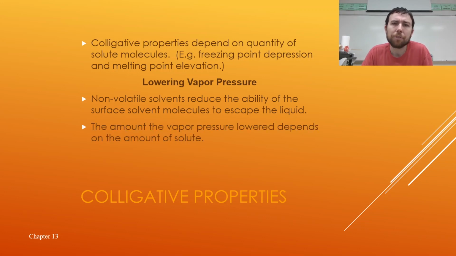Now, the amount that your substance's vapor pressure is going to be lowered is going to depend on the amount of solute that you add. And we're thinking about this from the perspective of moles of substance, okay? So the more you add, the more the vapor pressure is going to be lowered. Certainly, that's only going to go to a certain point where it's no longer going to have an effect. But the general trend is the more solute you add, the lower the vapor pressure is going to be.